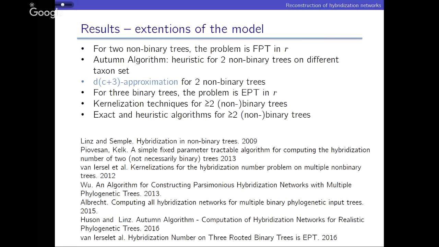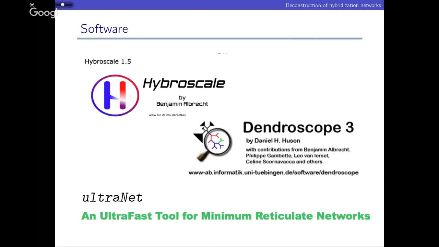And what I would also like to mention is that the community is turning to more biologically relevant scenarios. So it's moving to try to find hybridization networks for more than two trees, for non-binary trees, for trees with different taxon sets. So we are starting to be able to solve more biologically relevant scenarios. So this is really good. And I would just like to mention three software tools that are already available. You can just plug in your trees and they will give you the hybridization network for your bunch of trees. So I suggest you give it a try if you need to reconstruct a network from trees.